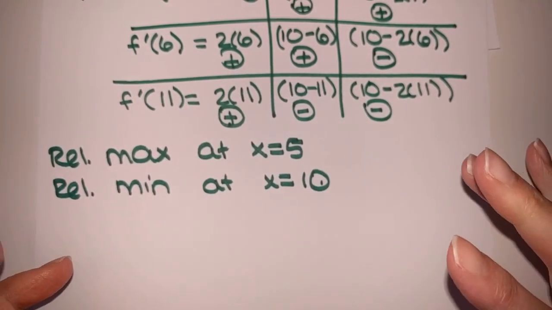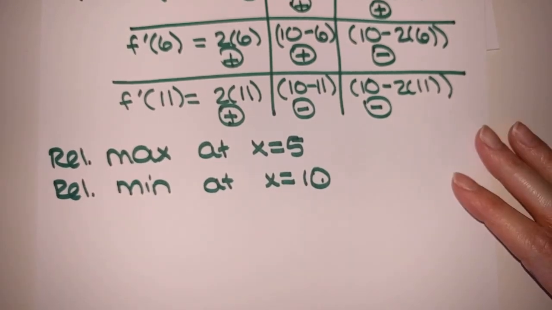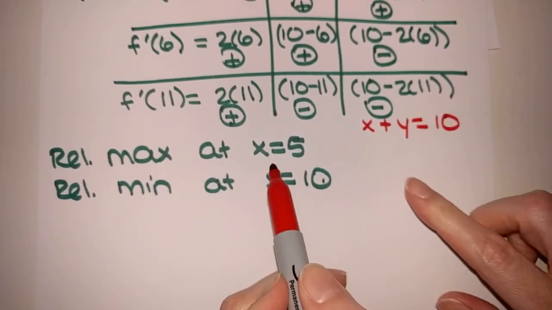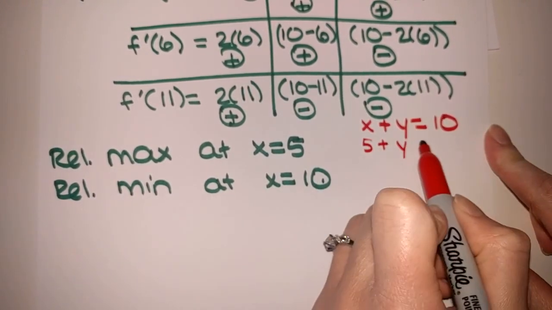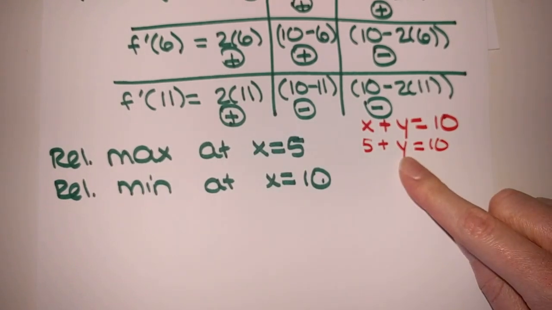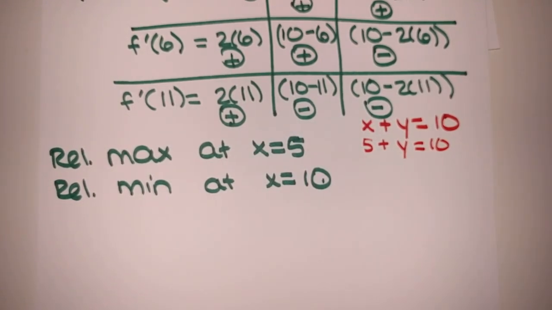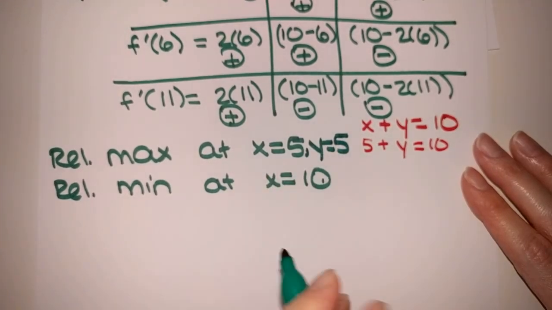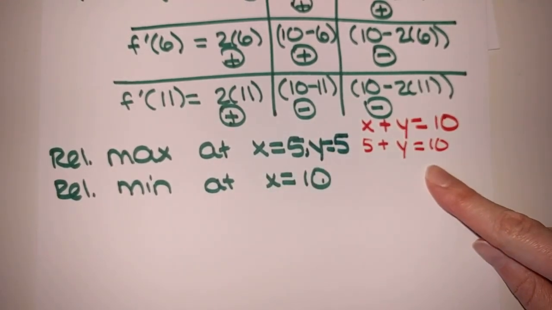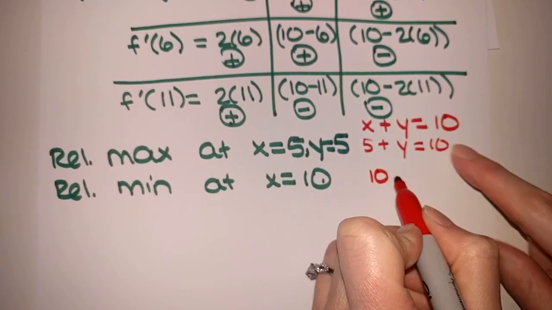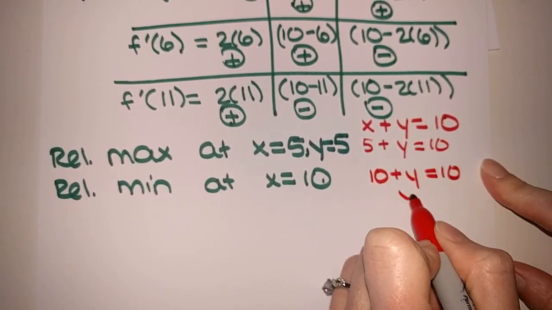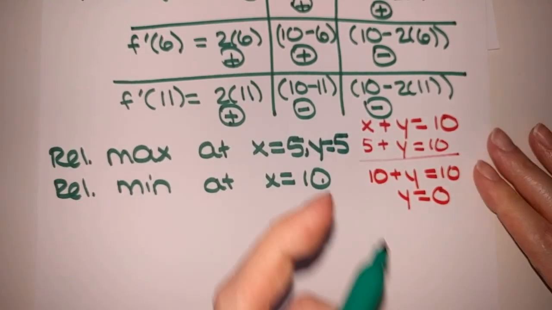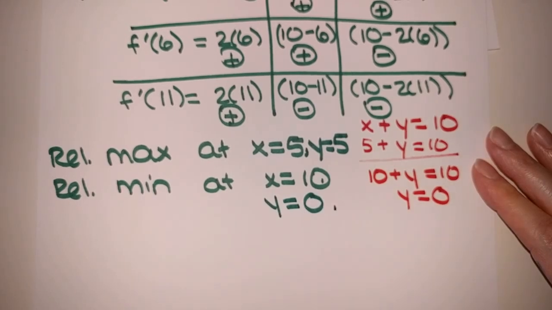Now, do remember though, it was two numbers. So what we have to say here is that our x plus y constraint is equal to 10. If x is equal to 5, then that means that our y value is also equal to 5. So if we go back to our constraint and solve for y, we're going to get that y is equal to 5. And the same thing goes here. If we go back to our constraint and plug in that x is equal to 10, then that means that our y is going to equal 0. So the corresponding y value we get from our constraint would be y is equal to 0.